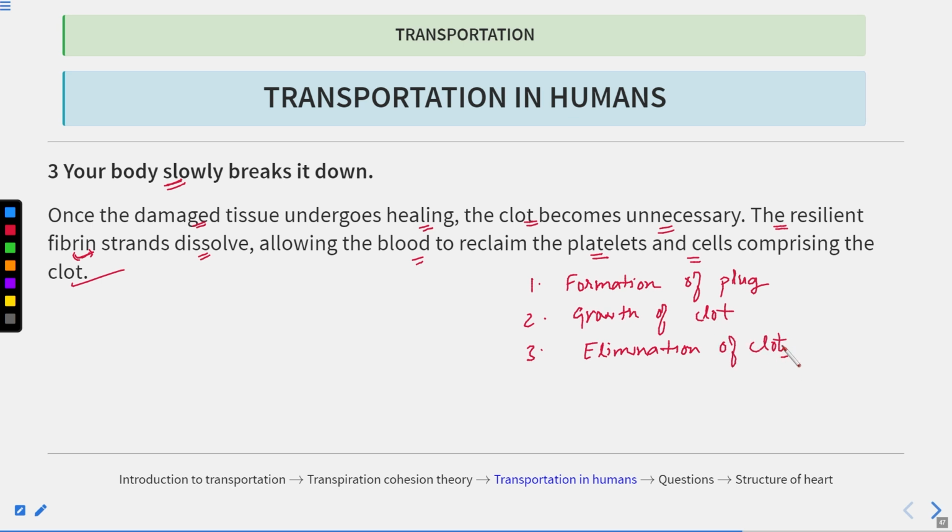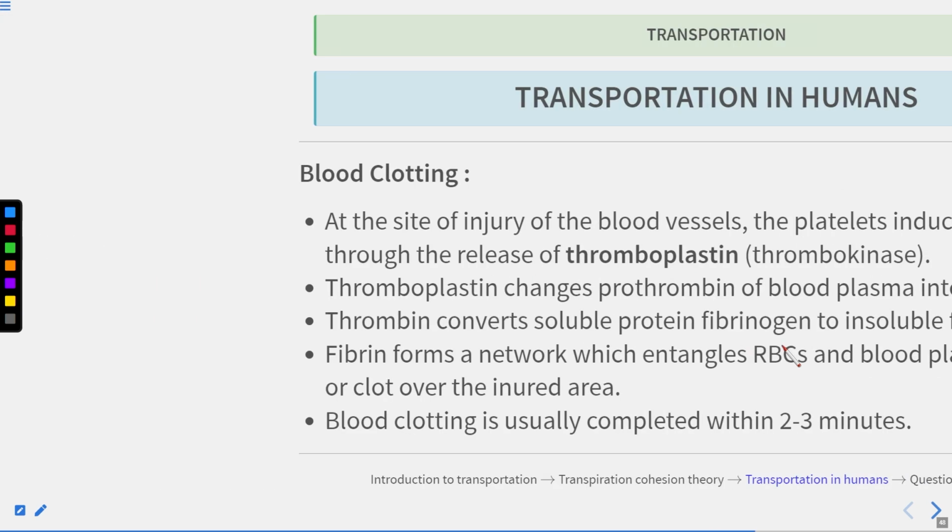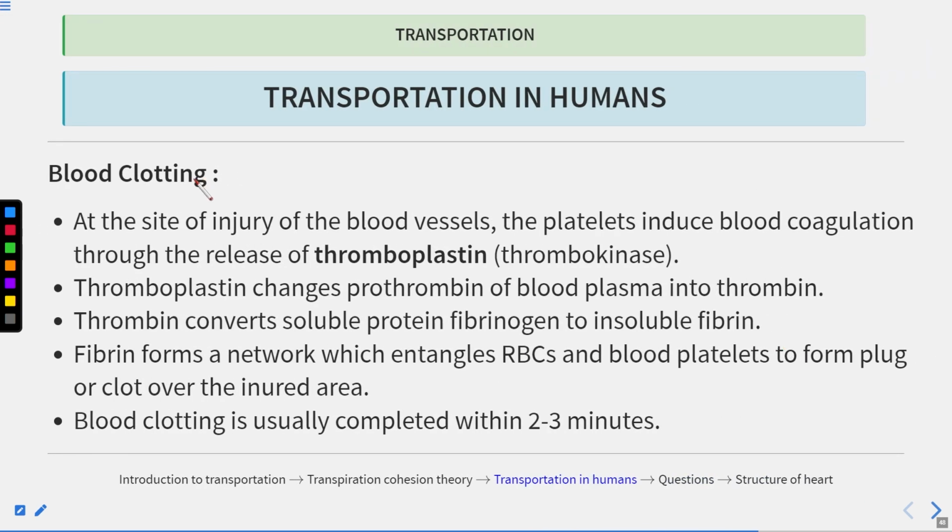Now we'll study the clotting factors and the entire process of how this clot is formed. Blood clotting again: the injury of the blood vessel is the trigger for the formation of the blood clot. At the site of the injury, the platelets induce blood coagulation through the release of thromboplastin, also known as thrombokinase. So this is a kind of enzyme.